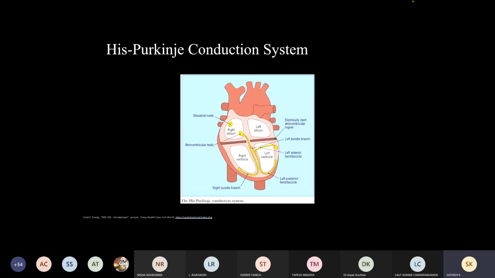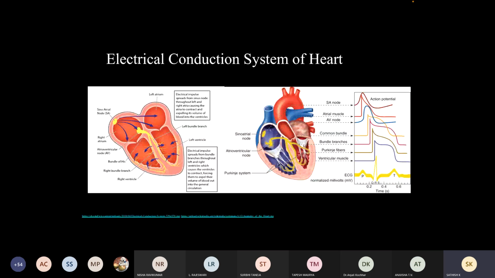So this is the electrical conduction of the heart. The electrical impulse starts from the SA node, traveling through and first depolarizes the atrium. First the right atrium, then the left atrium, then it comes to the AV node, then the bundle of His, then Purkinje fibers and the ventricles. Okay.